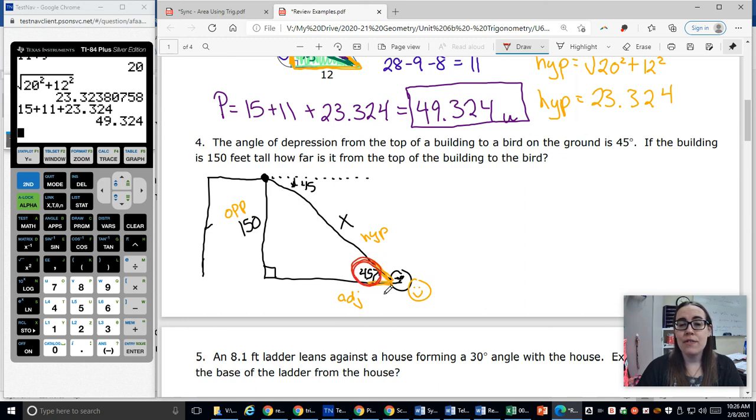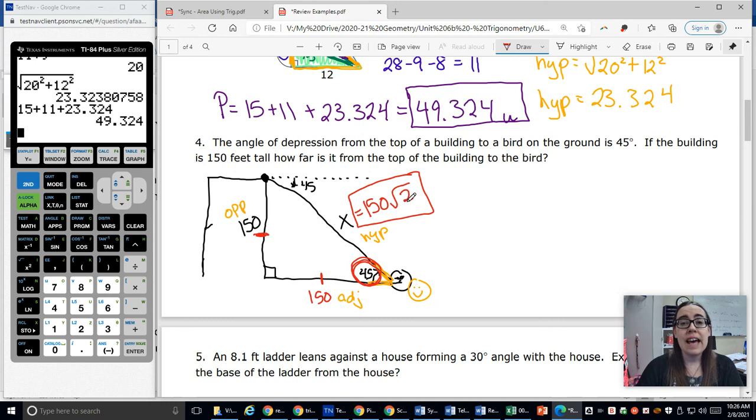Okay, so I can use trig using opposite and hypotenuse, but I see that I have a 45-degree angle here, and I know in a 45-degree triangle, 45, 45, 90, my two legs are both the same. So if this one's 150, this one's 150, and my hypotenuse is that leg, square root of 2. Okay, so I don't have to bother using trig because I can figure out it's 150 square roots of 2. That's my answer.